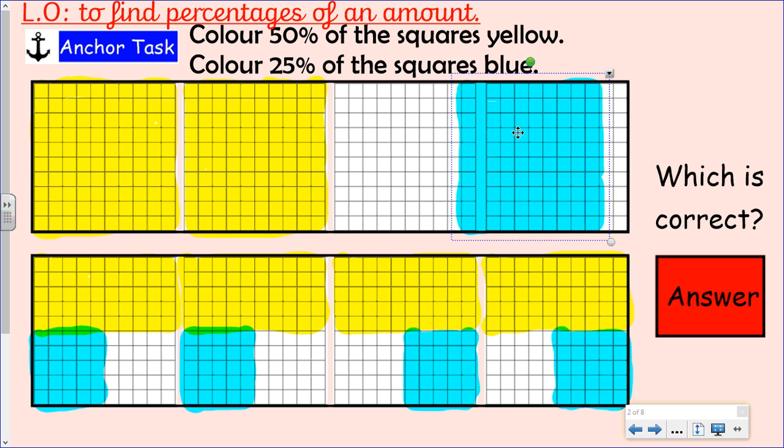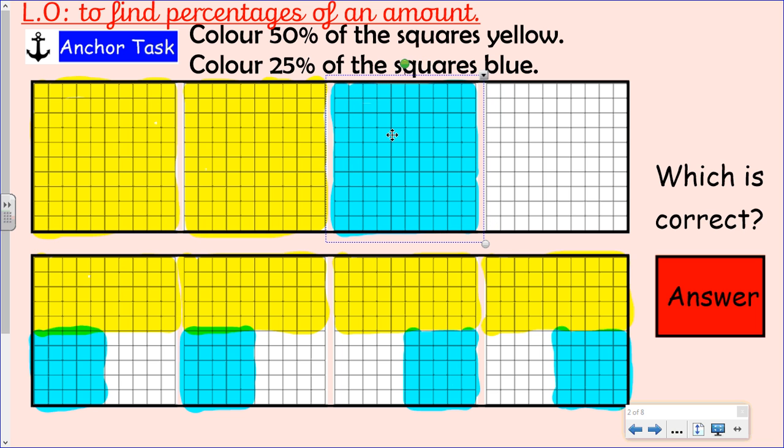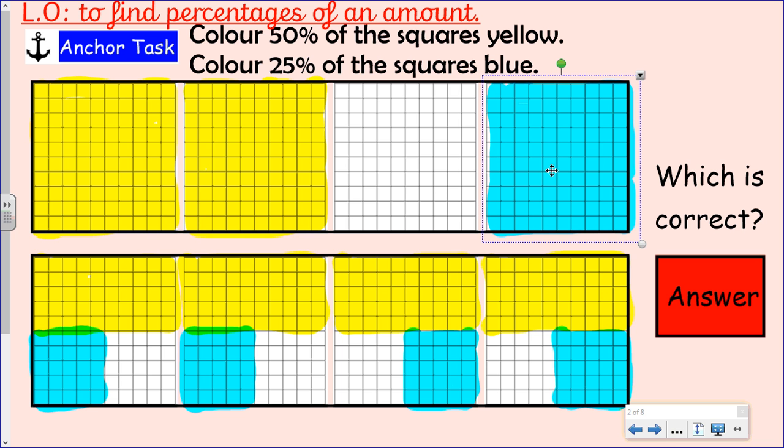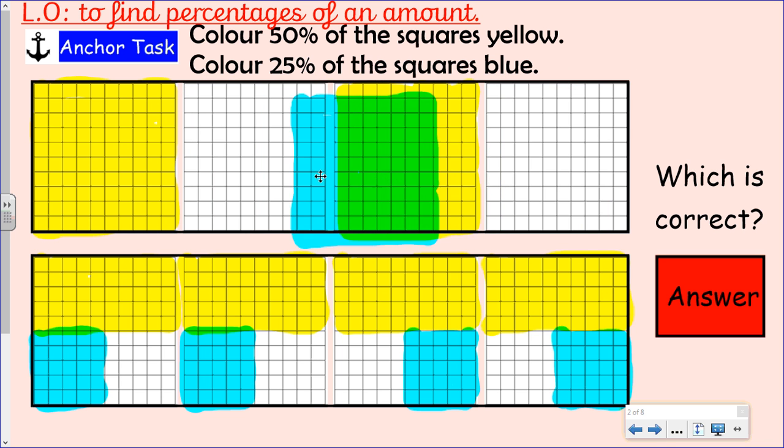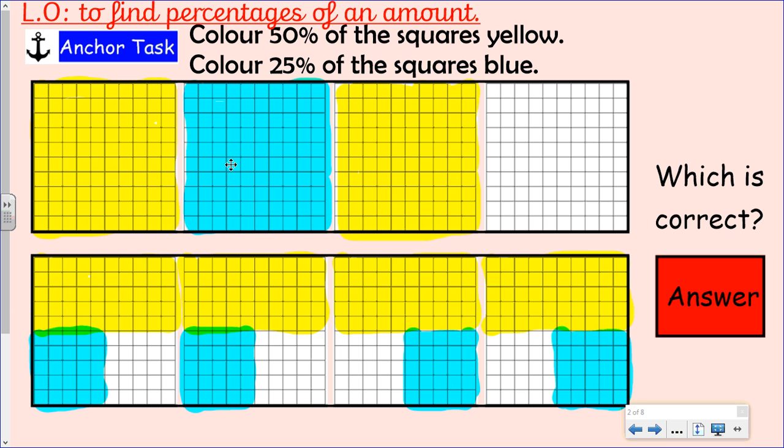You could equally have coloured that. There we go. You could equally have coloured this one blue instead of that one. Both of those are fine. You could have gone insane and done that. That would have been absolutely fine as well. We've still got half coloured in yellow. You could have done that, all manner of things.